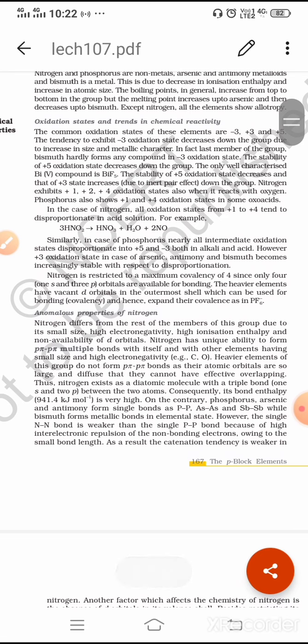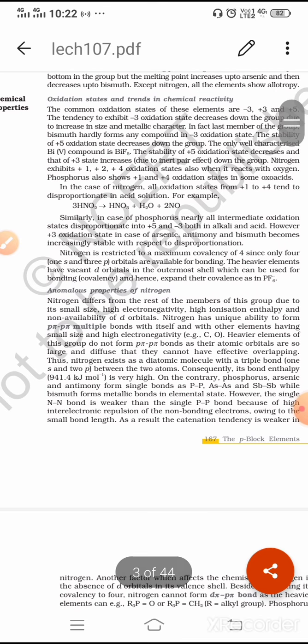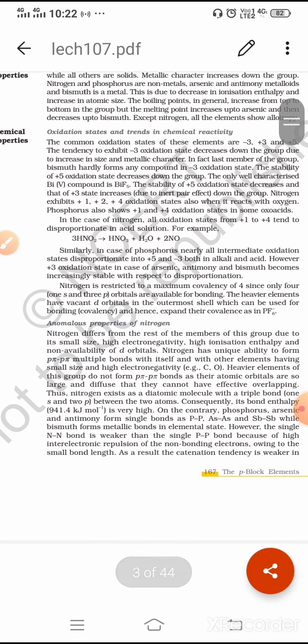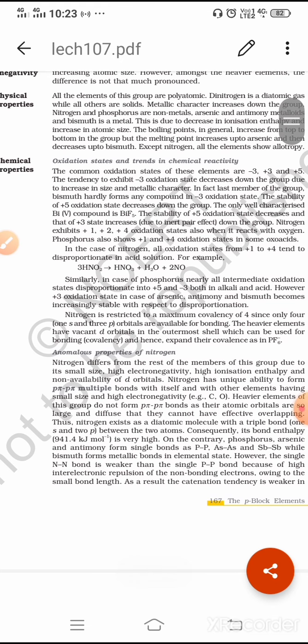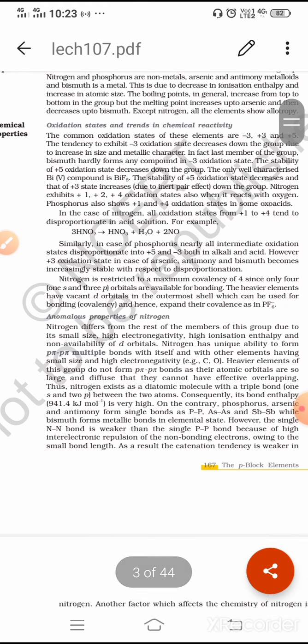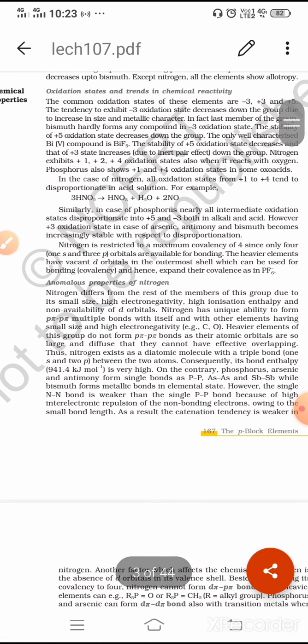Now, what is the inert pair effect? Inert pair effect means the valence shell s electrons show reluctance towards bonding, and due to this the +5 oxidation state down the group becomes unstable. The inert pair effect always gives stability to the lesser oxidation state in comparison to the higher oxidation state because of the reluctance of valence shell s electrons towards bonding.